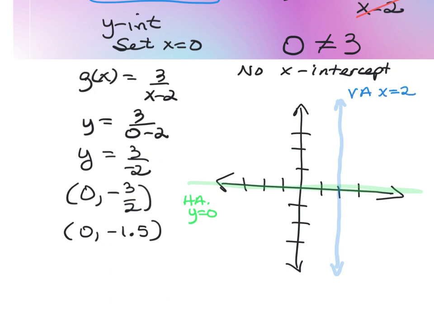Let me go ahead and also add in my x-intercept, which was none, and then I'll add in my y-intercept, which is the ordered pair (0, -1.5). So it's located right here.